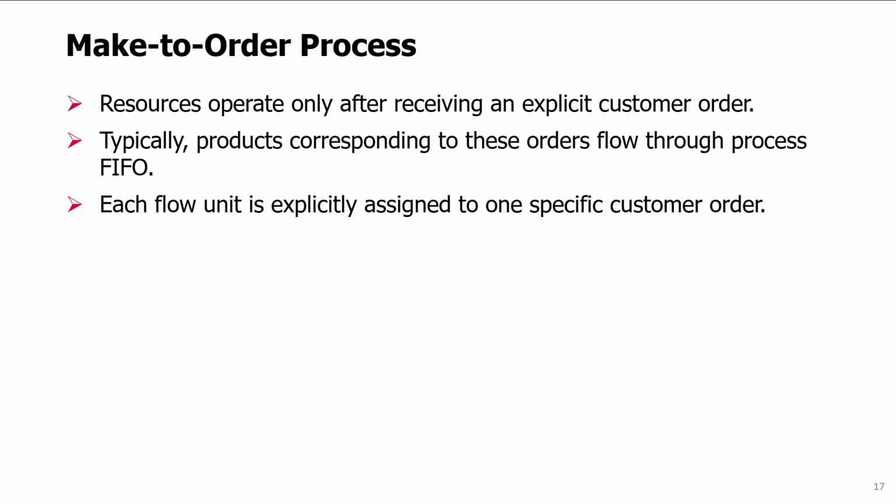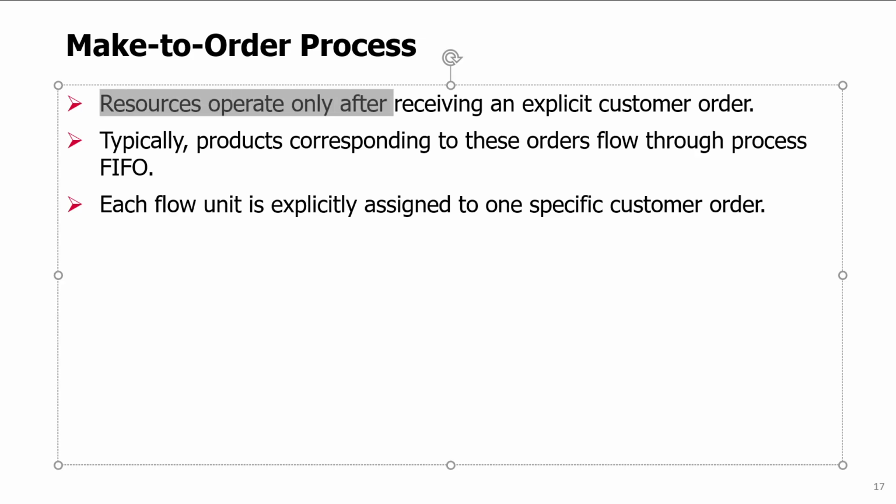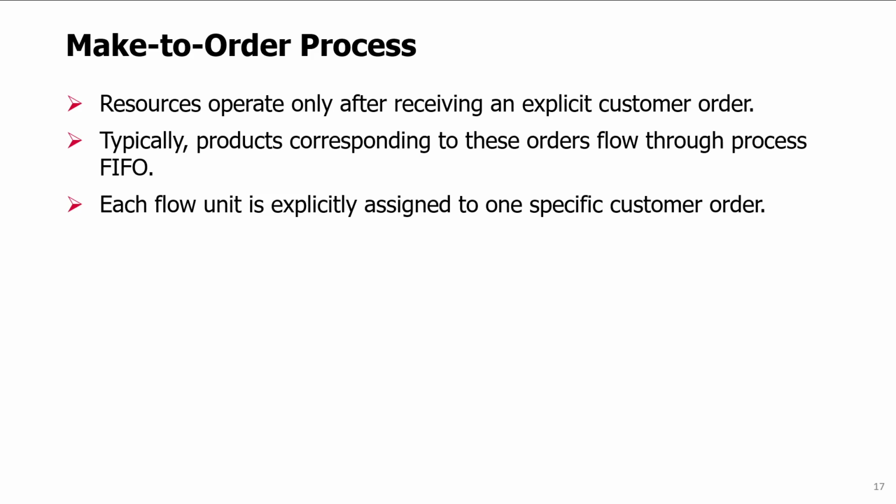The second type of pull process is called the make to order process. Basically, in this case, all resources operate only after we receive an explicit order from a customer. In this example, we might not have any inventory between different resources. All we might have is idle resources waiting for an order from the customer, and the moment that order is received, those resources can initiate production, and the parts can go through all the steps until the finished product is built just for the customer order.